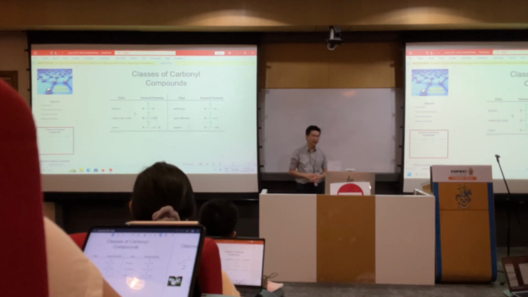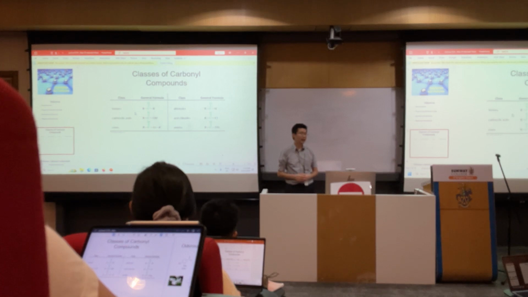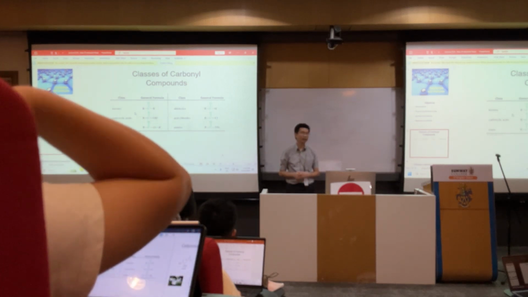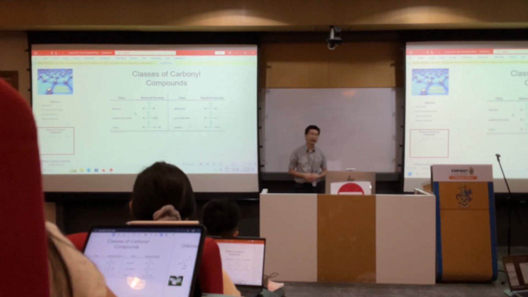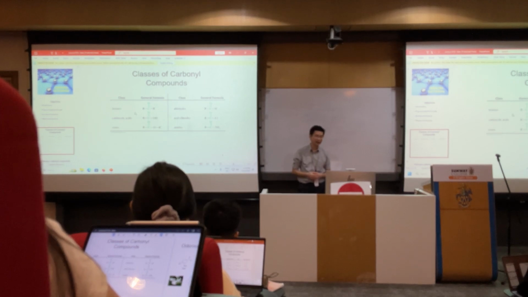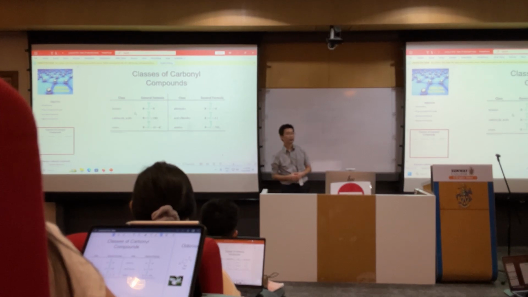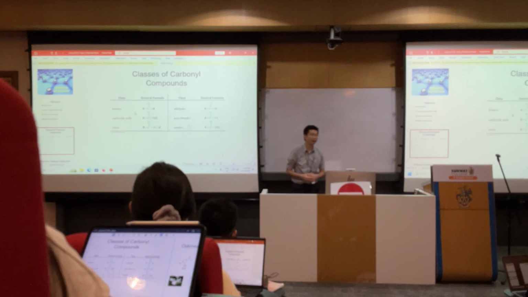Okay, and carboxylic acid is also categorized as a carbonyl group, but then we have a C double bond O and OH. Okay, and then acid chloride, C double bond O, with a halogen at the side. Ester, you're already familiar with in the experiment. Okay, something that gives you a pleasant flavor. C double bond O and R.